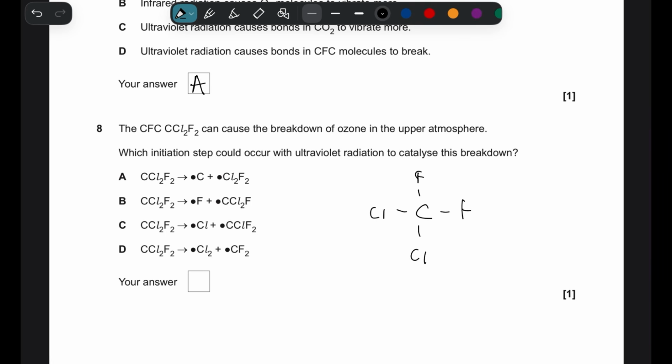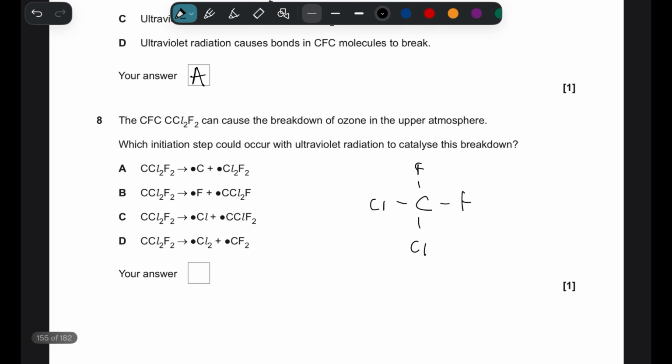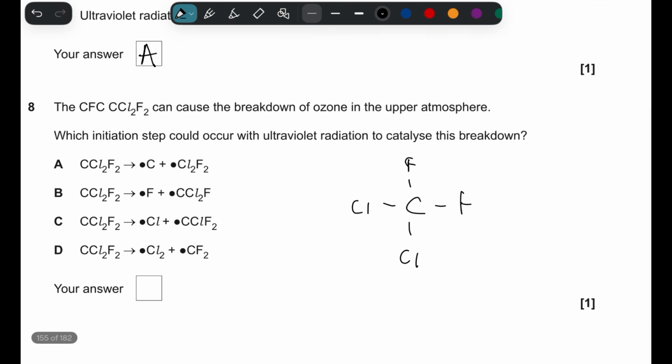The weakest bond is between the chlorine and the carbon. That's what you need to know. So that's the one that's going to break. Cool. So when we look at it, the reason why is because fluorine is more electronegative, and fluorine also has a smaller atomic radius.